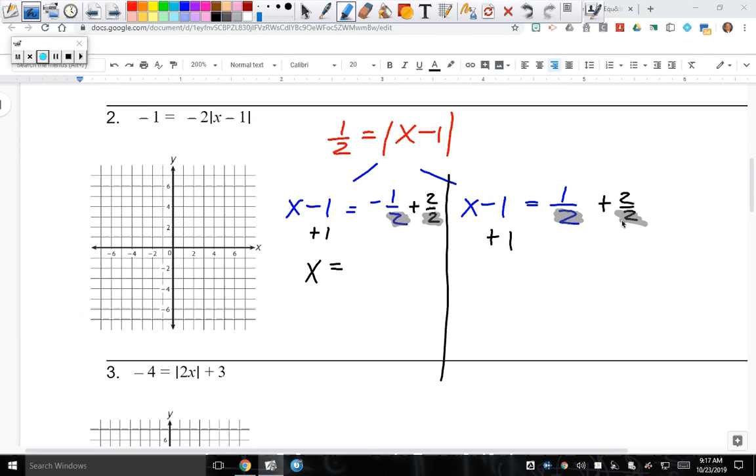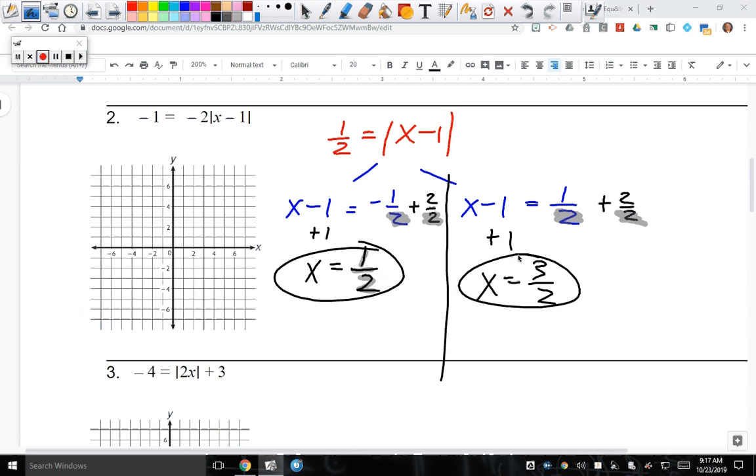So what's -1/2 plus 2 over 2, anyone? 1/2. And what would I get on the right side? 3 over 2. So these should be my answers. 1/2 minus 1 is -1/2. The absolute value is 1/2. That one checks out. 3/2 minus 1, which is the same as 3/2 minus 2 over 2, is 1/2. Yes, that one checks out as well. So here we go again. -1 is my y equals horizontal line.